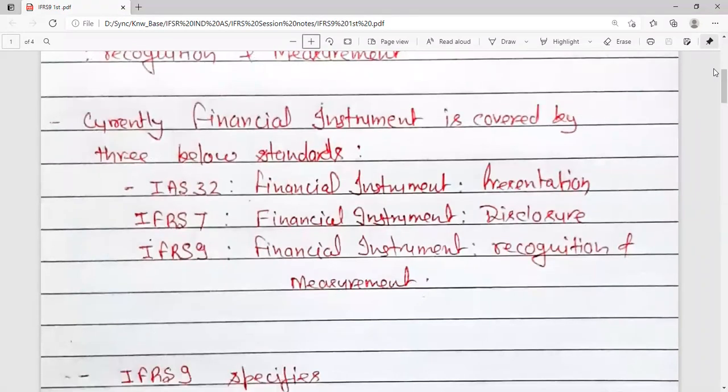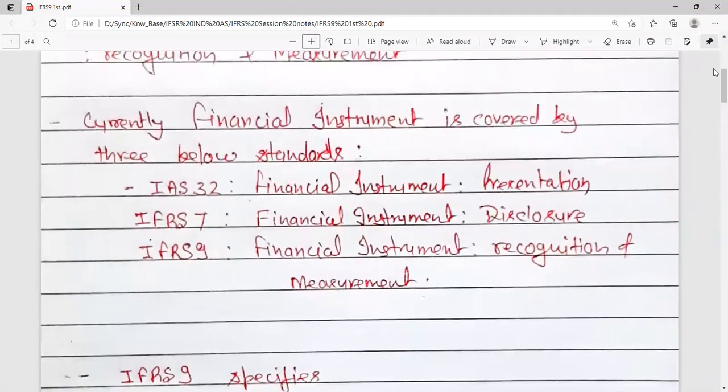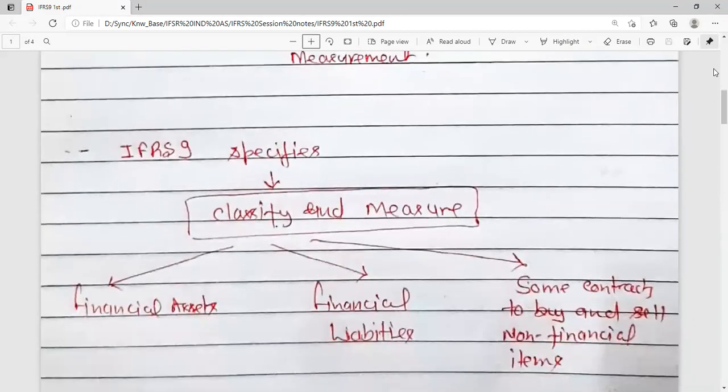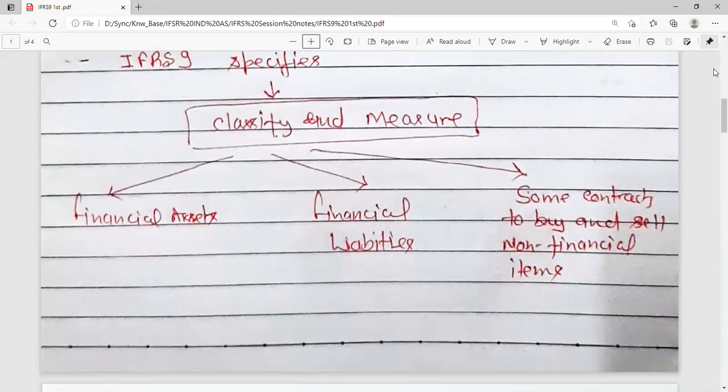Currently, financial instruments are covered by three different standards. That is IAS 32, which covers the presentation part, IFRS 7, which covers the disclosure part, and recognition and measurement for financial instruments is covered by IFRS 9. These three combined standards cover the whole area of financial instruments. IFRS 9 specifies how to classify and measure three things, that is financial assets, financial liabilities, and some contracts to buy and sell non-financial items. We will discuss all items later.